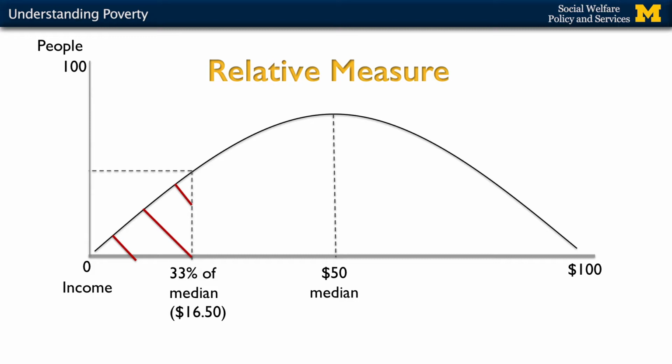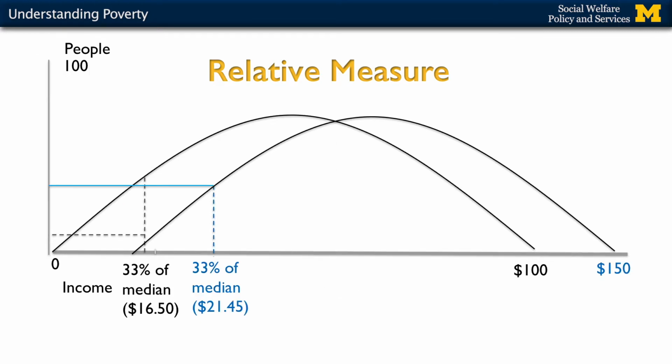So far, the relative measure doesn't appear all that different from the absolute measure, right? Both are setting a level of income and saying people who have income above this measure are not poor, people who have income below it are poor, except that the relative measure does bear some relationship to the median income of the country. However, a relative measure can account for changes in standards of living in a way that an absolute measure can't.